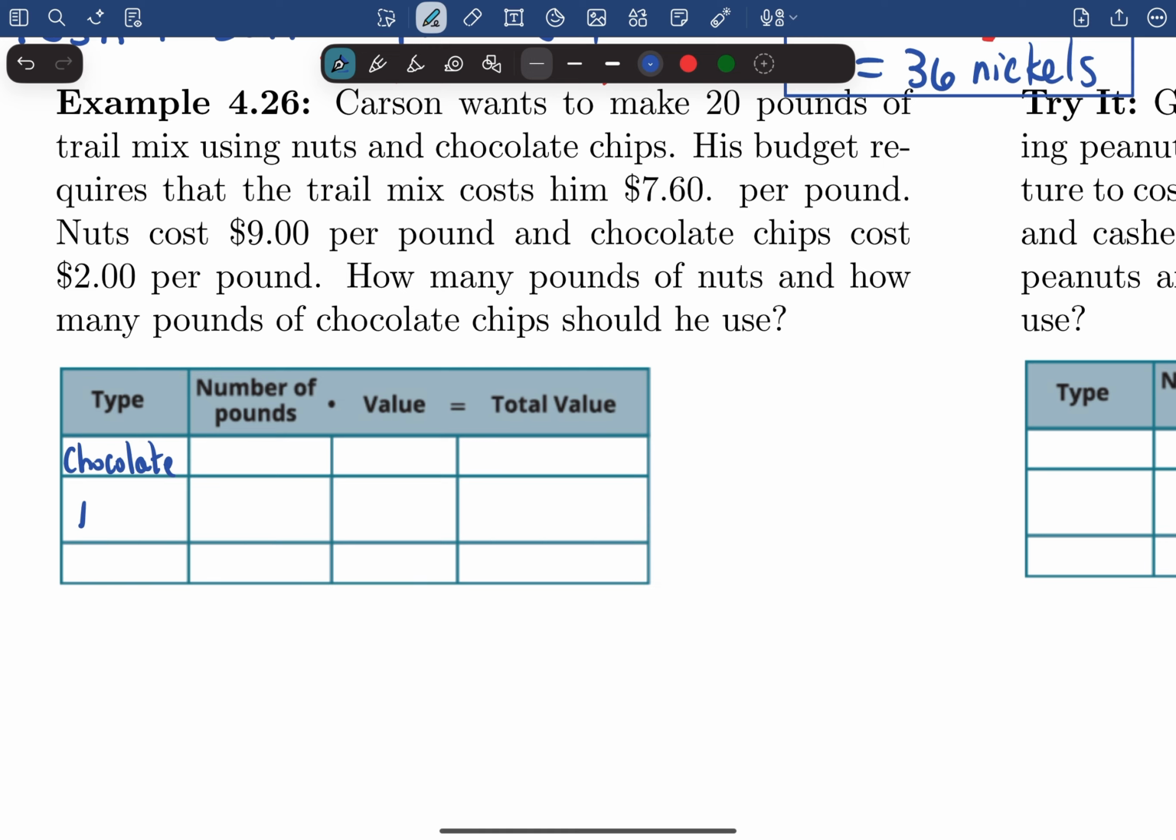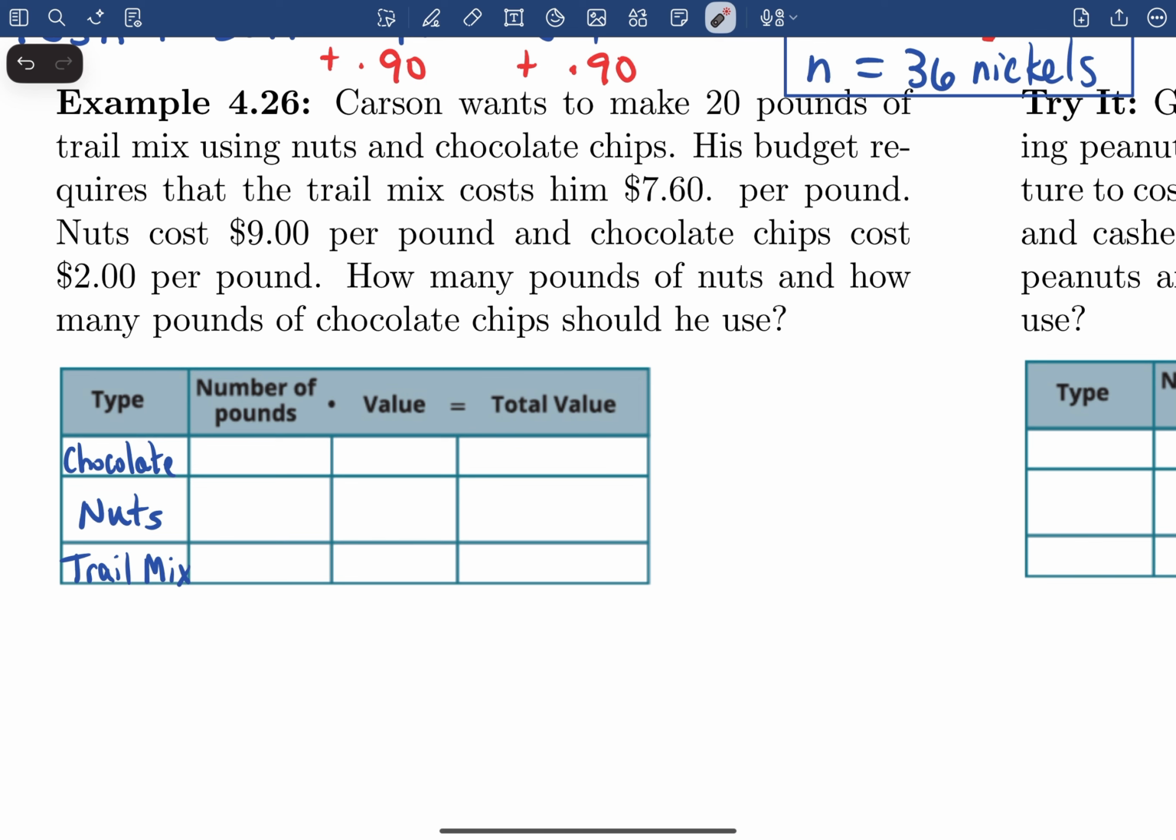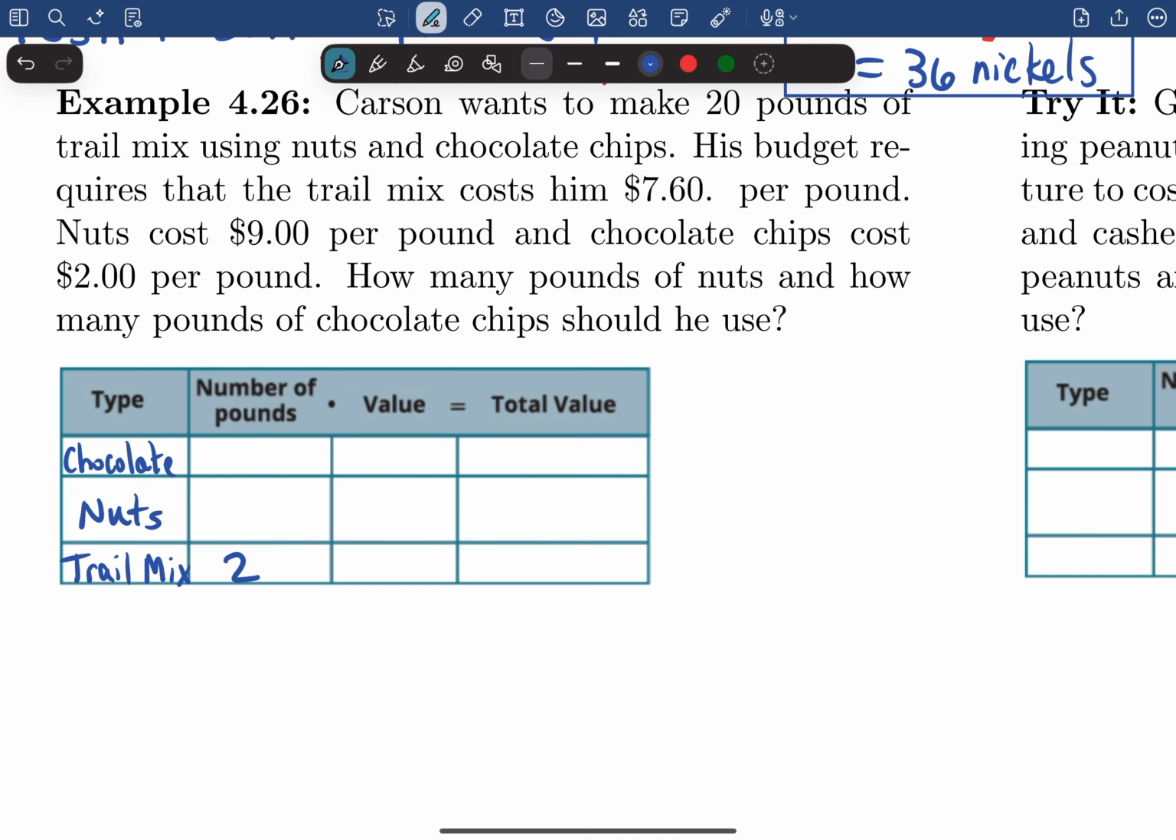And then I'll put nuts. And then I'll have the trail mix, which is the combination of those two things. Okay, and well, we know that Carson wants to make 20 pounds of trail mix, right? So the total number of pounds of trail mix will be 20. I'm going to put that there.